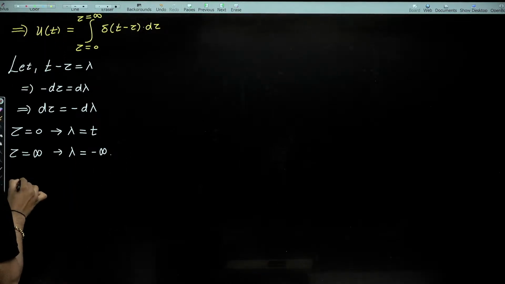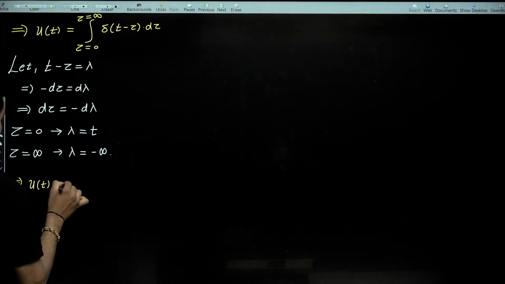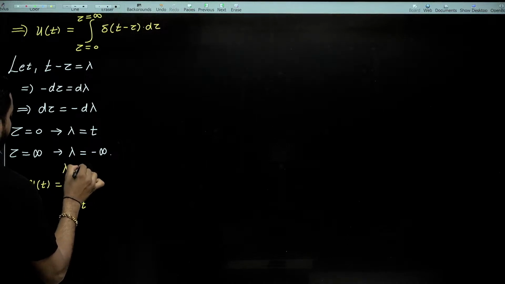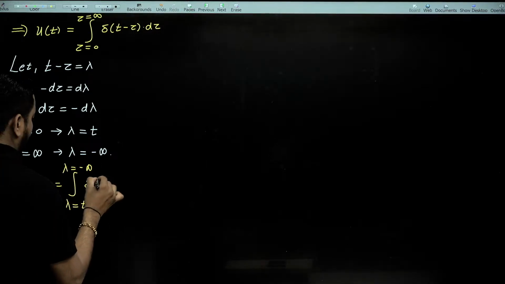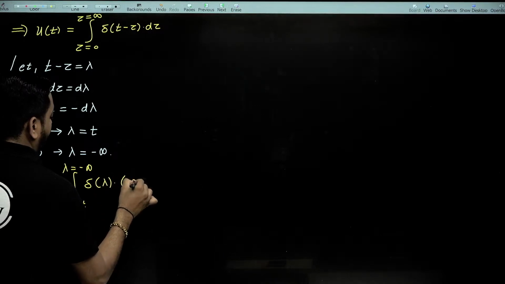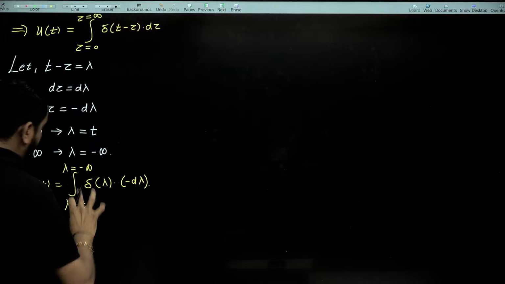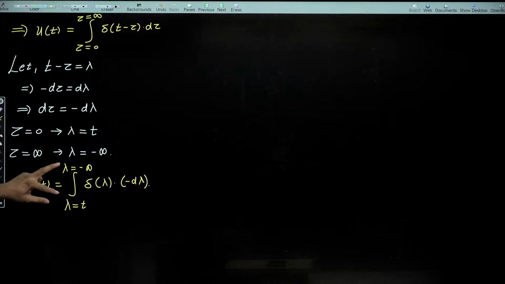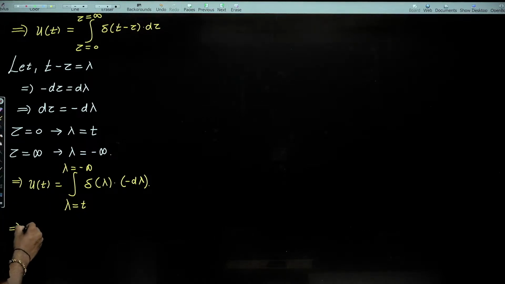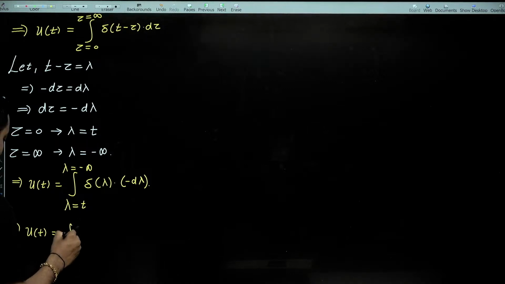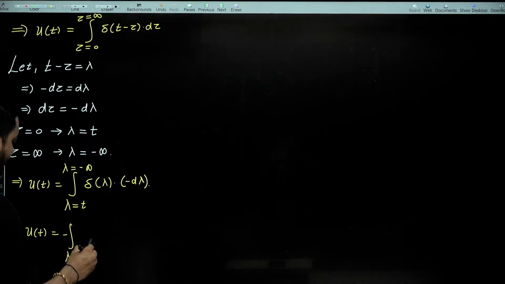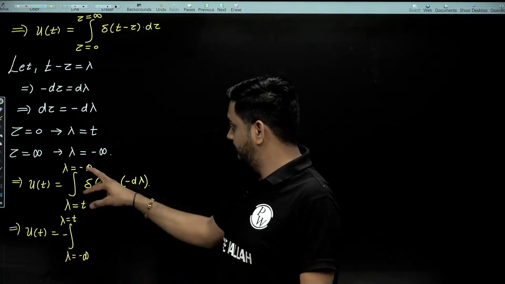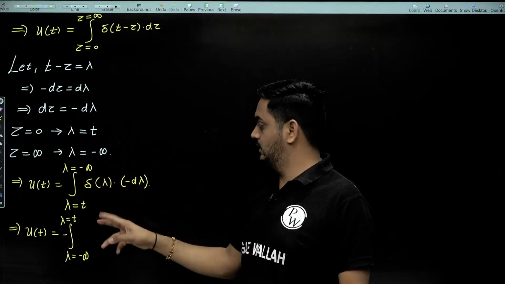Then in the integration, u of t is the integration over lambda from t to minus infinity of delta of lambda times minus d lambda. Now if you interchange the limits of integration, then the integration becomes minus. It is simple math: if you interchange the integration limits, then you have to multiply by minus.